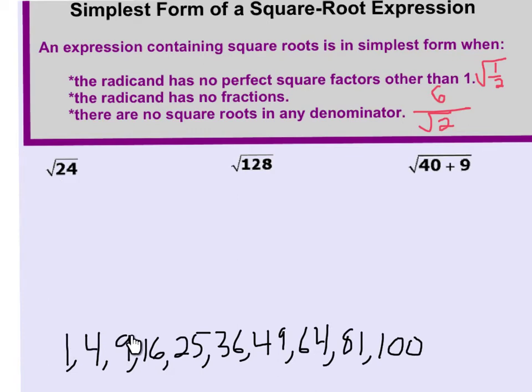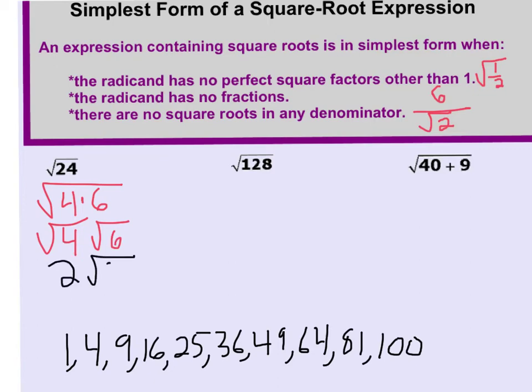24. Can any of these numbers divide 24? And the answer is yes, 4. So let's write that. 24 is really 4 multiplied by 6. So we have to square root the 4 and then square root the 6 separately. The square root of 4 is 2, but we cannot square root 6, and none of these numbers will divide it, other than 1, but that won't help. So here's our answer.